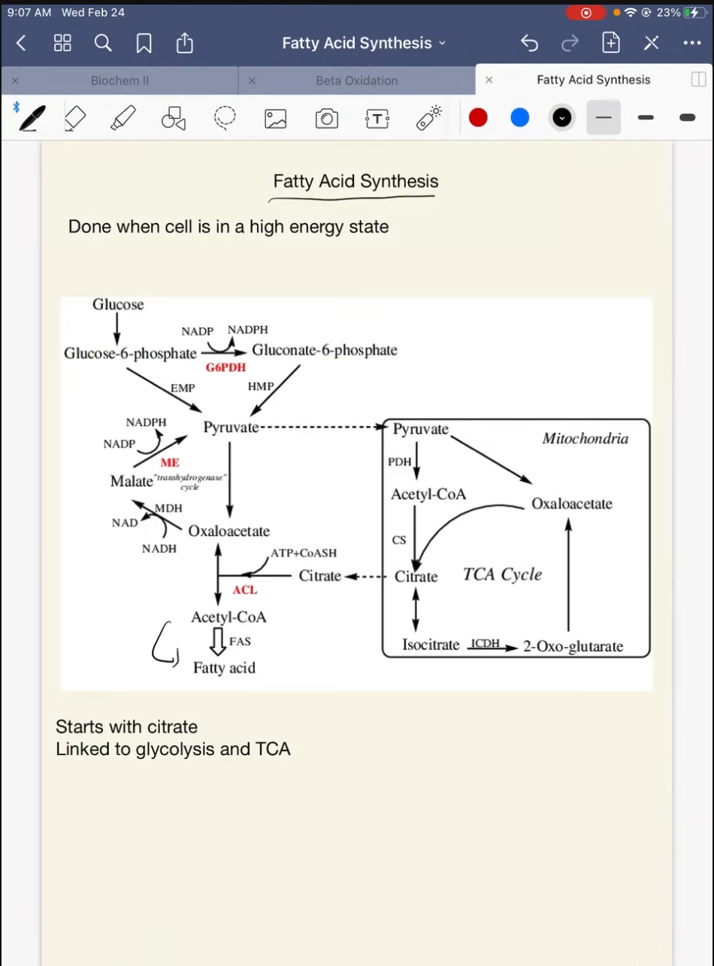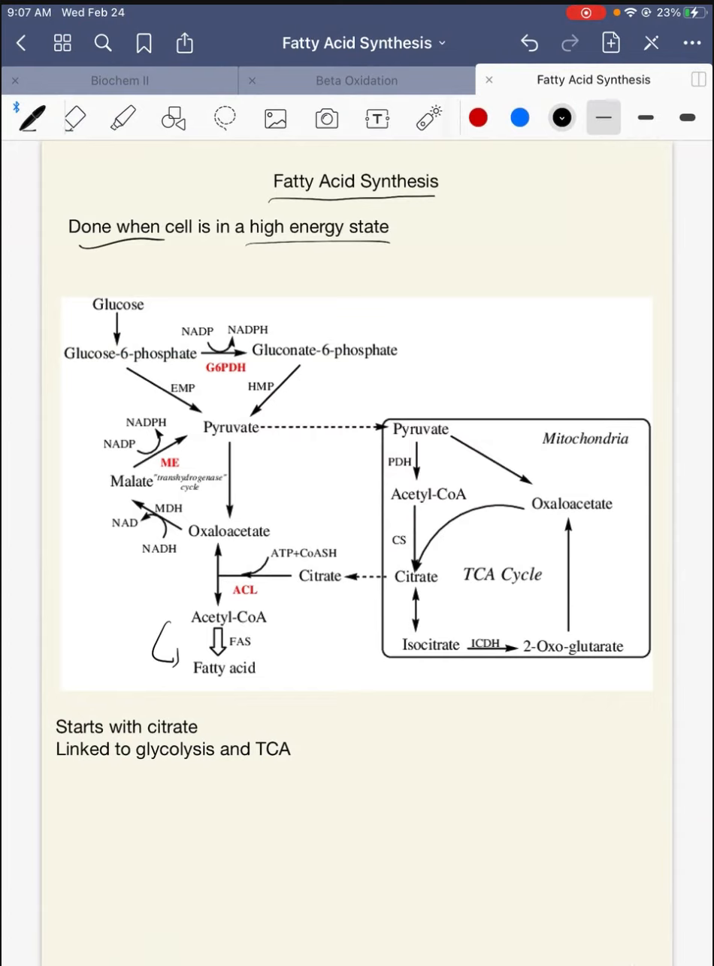So this is done when the cell is in a high energy state. Basically, when you're in a high energy state, you store this acetyl-CoA as fatty acids, and then when the cell is in a low energy state, you're able to break it down later for different uses.